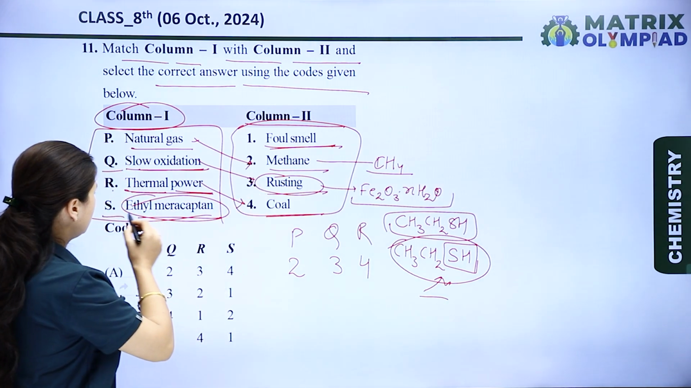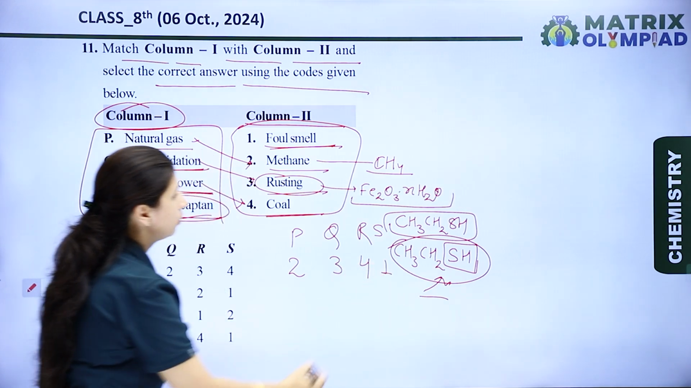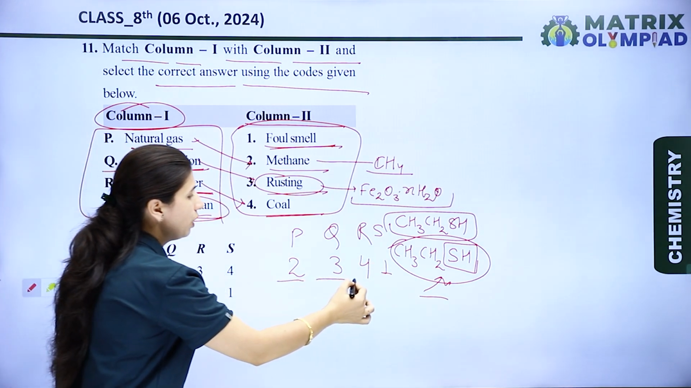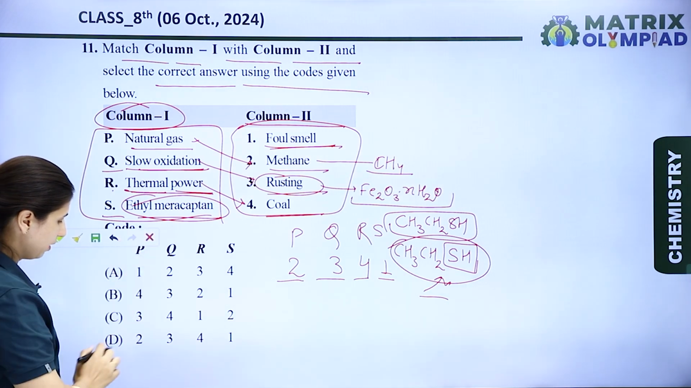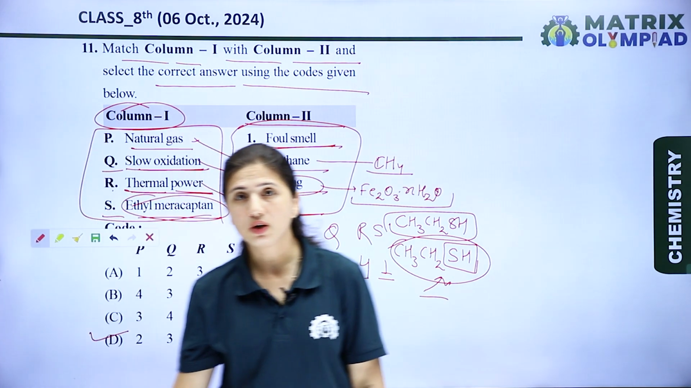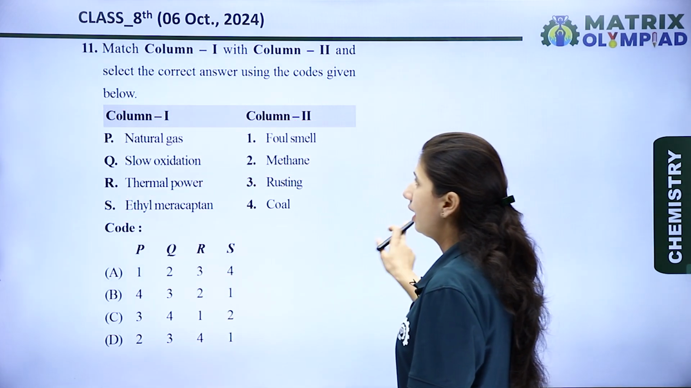Okay, so S matches with the first option. So 2, 3, 4, 1. It means D is the right option for this question. Now, let's see the next question.